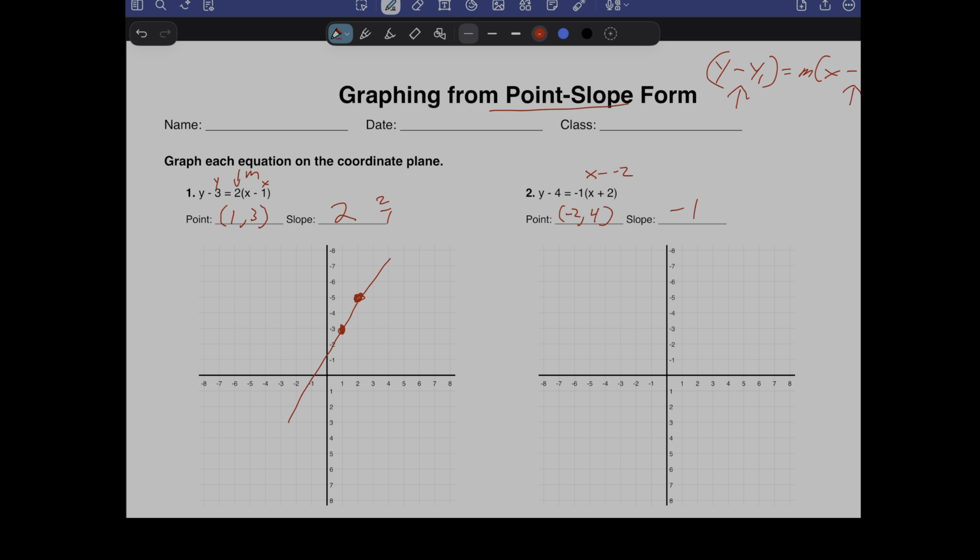Now my point is going to be -2, 4. There's a -2. There's 4. My slope is a -1, or -1 over a +1. Down 1 over 1, down 1 over 1. And I got a nice ugly line there.